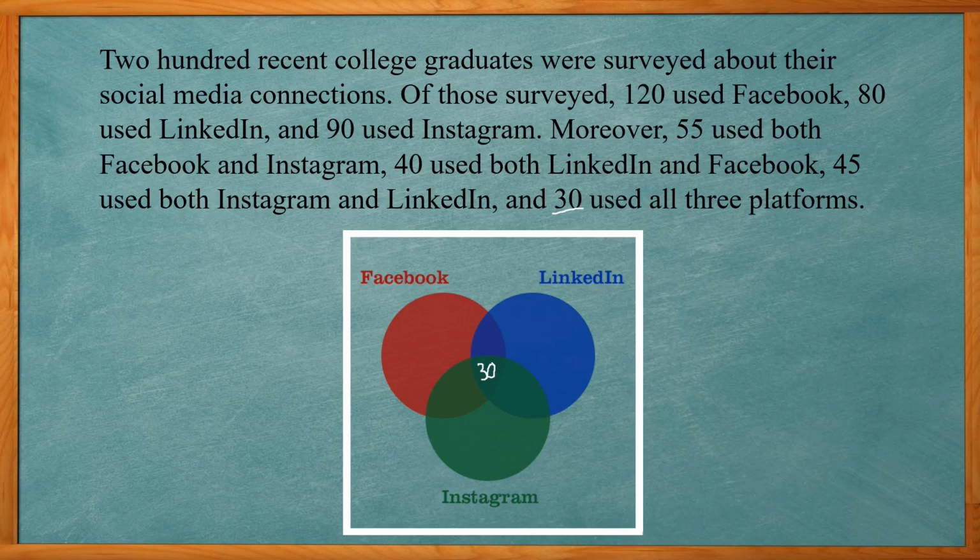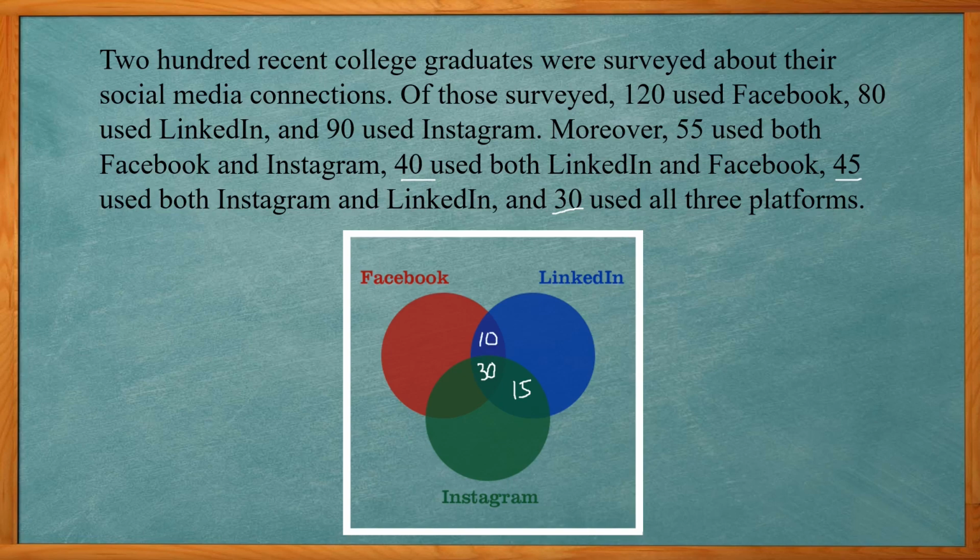Then we look at 45. Use both Instagram and LinkedIn. Instagram and LinkedIn, that's the green and blue. And we already got 30 in there, so we need to take 45 minus 30. Give us 15 for this section. And then 40 used both LinkedIn and Facebook. LinkedIn and Facebook, red and blue. We already got 30 in that section, so we only need 10 more to give us 40.